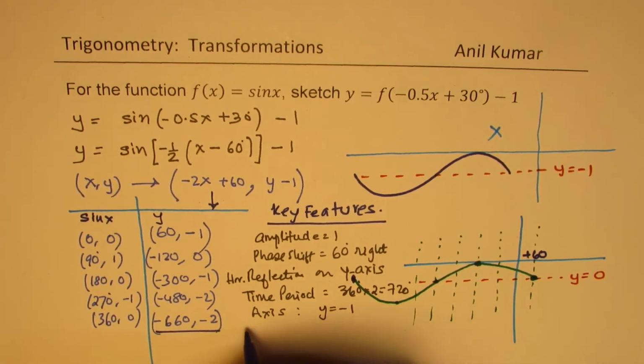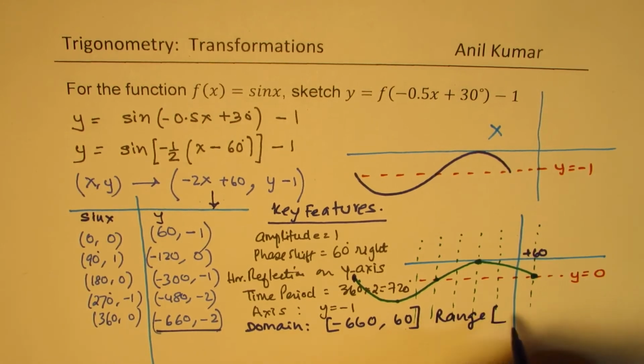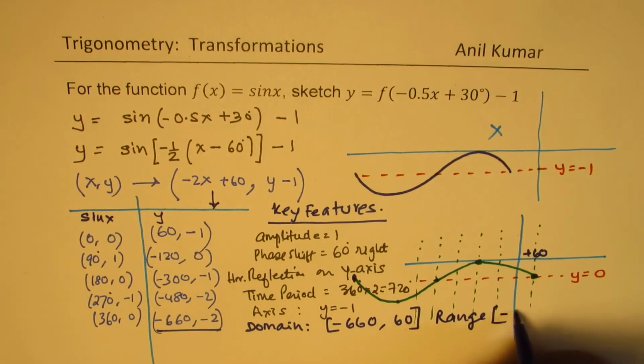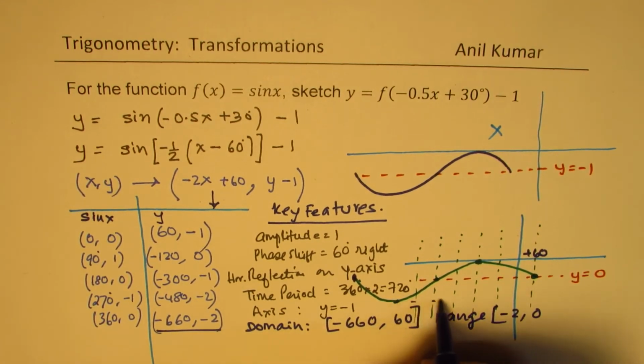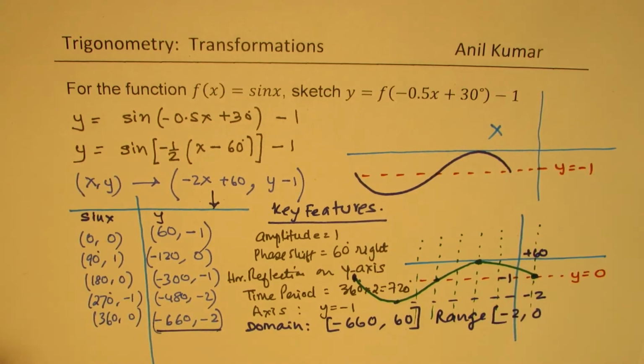So now let me write domain and range. So domain basically is from -660 to 60. Is that okay? That becomes the domain. And as far as the range is concerned, you can see it is from -2 to 0, where this minimum is at -2. That is your -1. Perfect. So that is how we are going to get domain and range for our function. So I hope that makes sense.